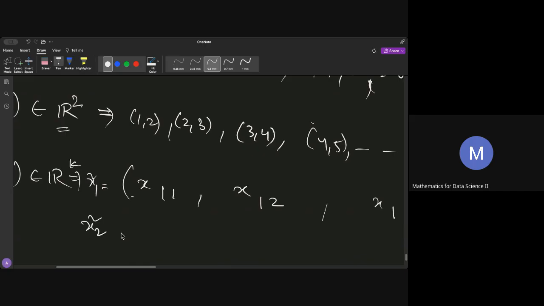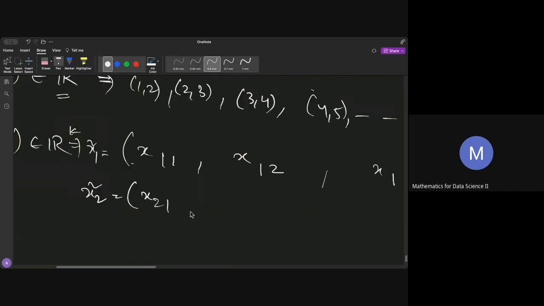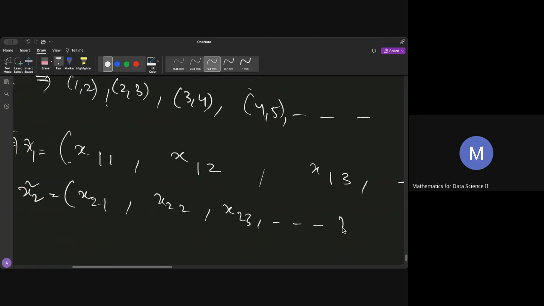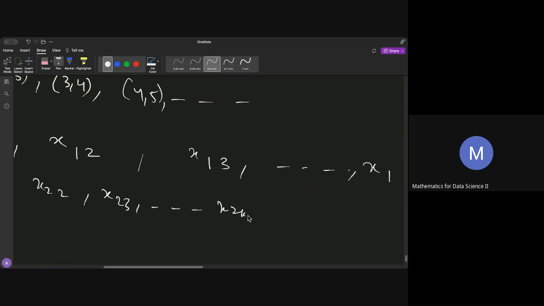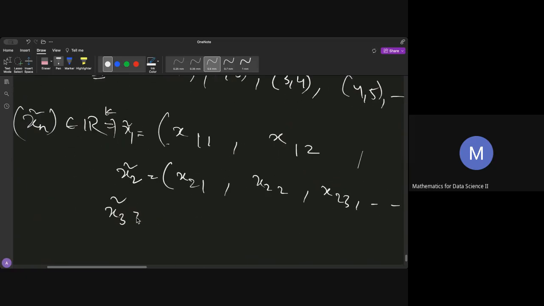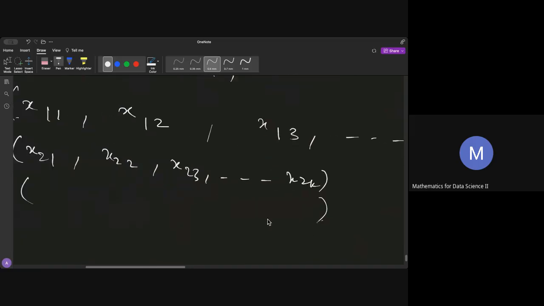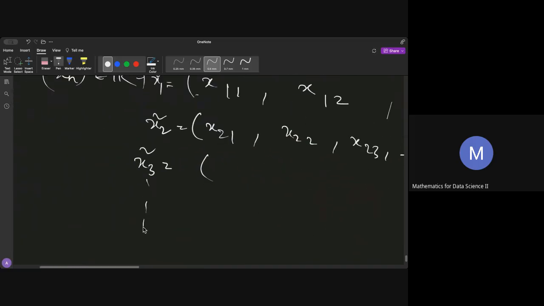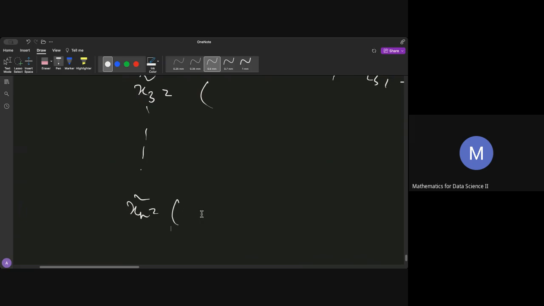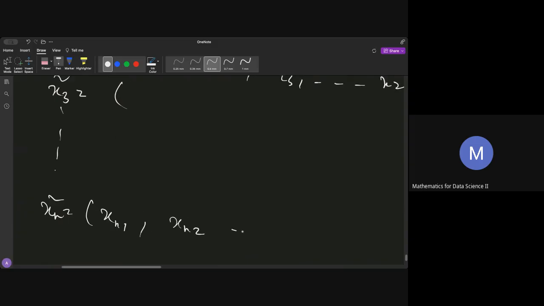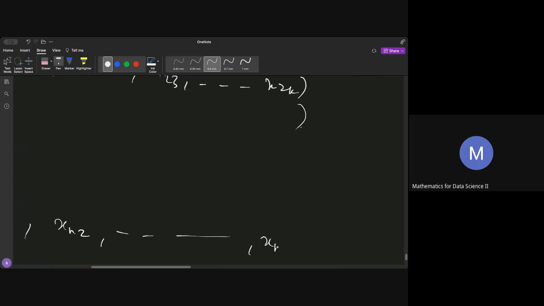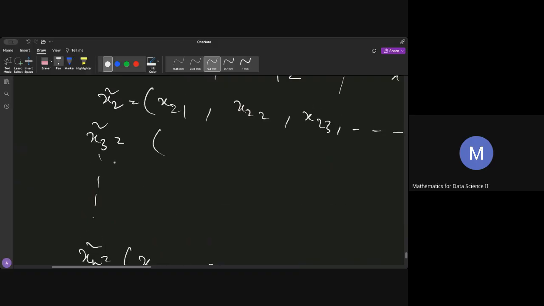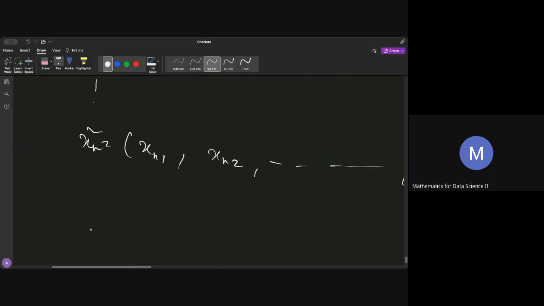Then the second point in your sequence you can take as (x21, x22, x23, and so on till x2k). Then the third point in your sequence will be similar, and similarly you can write the nth point here: xn1, xn2, and so on till xnk. Because this is a sequence, it is supposed to never end. Sequences never end, so it will keep going on like this.